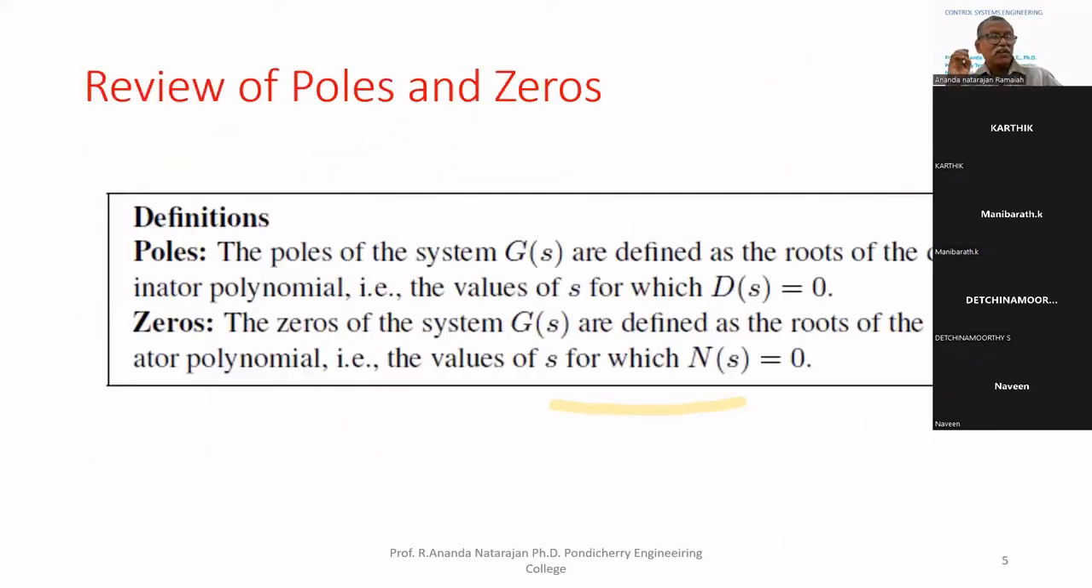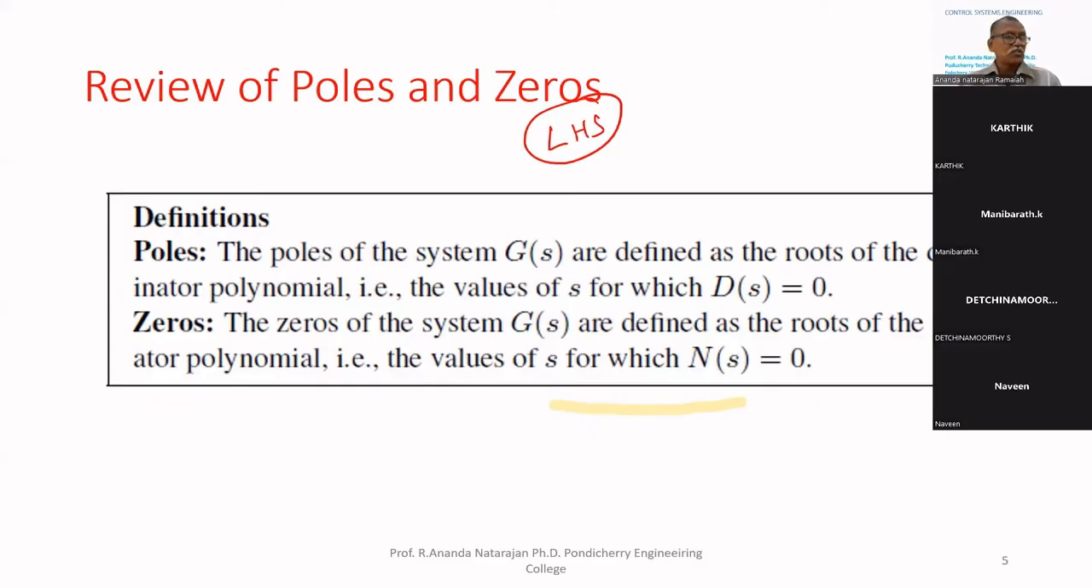In the frequency domain, we need not check for BIBO stability. We need not check the integral of G of tau d tau. We check the location of poles. Where is the location of poles? If the poles are on the left-hand side, we can say that the system is stable.